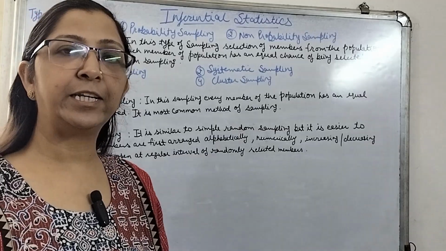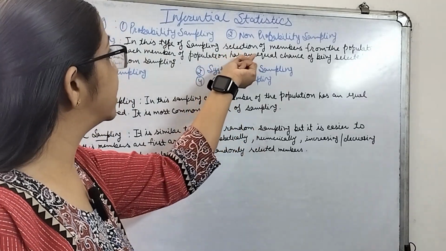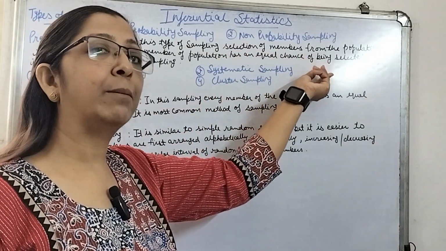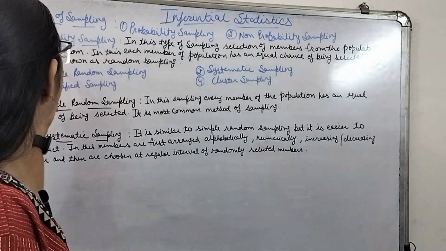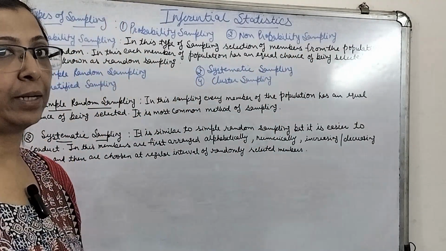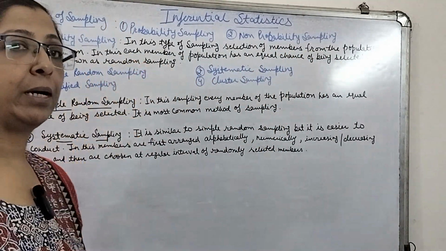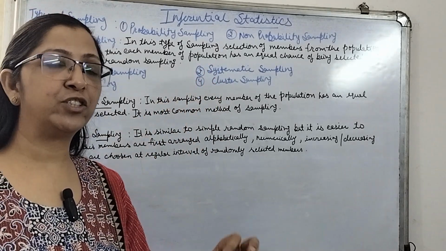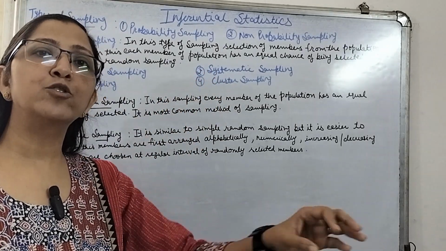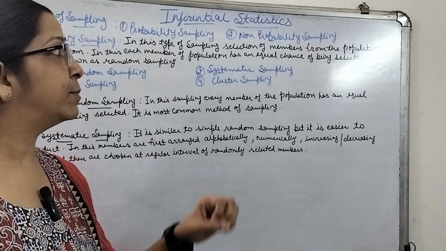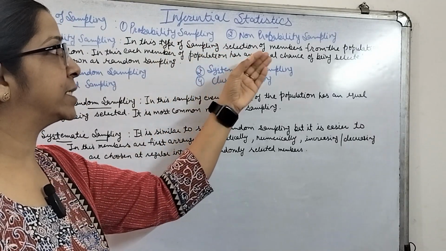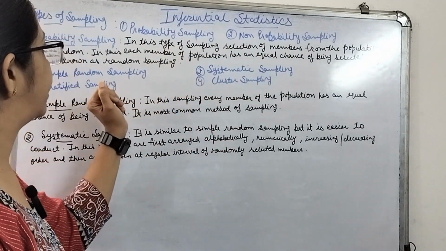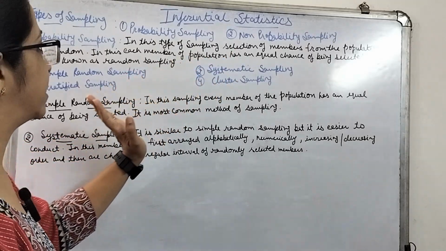Randomly we are selecting any of the members, and there is an equal chance of every member being selected. It is also known as random sampling. Like we were doing in probability, if there is a bag in which there are so many balls, we randomly select a ball. Similarly over here, we are randomly selecting the members for the sample. There is no bias in this.